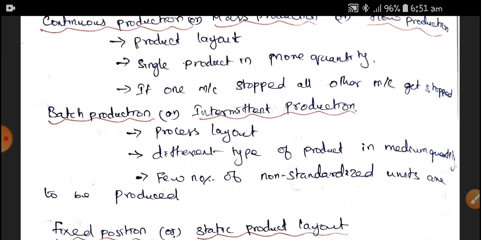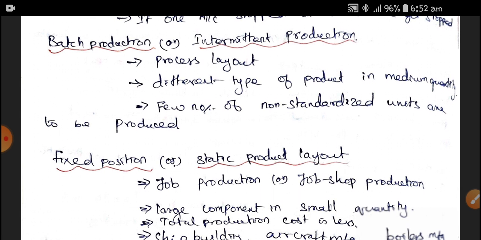And here in continuous production, if one machine stops, all the other machines get stopped, because the second machine is highly dependent on the first machine, and the third machine is highly dependent on the second machine. So that is the function of continuous production. Whereas batch production is a process layout, where different types of products in medium quantity can be manufactured. A few non-standard units are also produced.